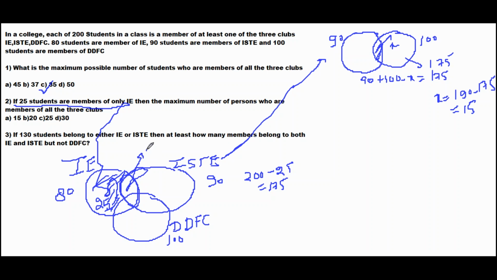This portion is 15. Now what is the maximum number of persons who are members of all three clubs? We want to maximize this value. So put this value equal to 0. So this value will be 15. Simple question. I hope this is clear.